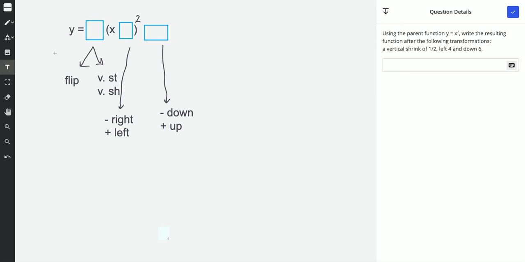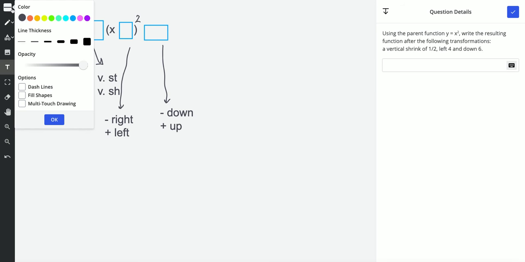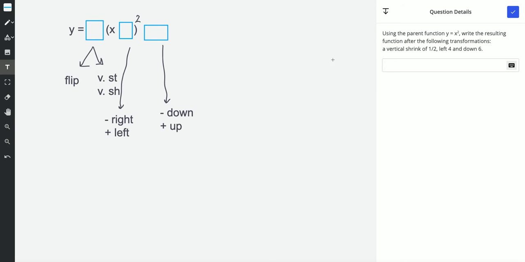So I'm going to screenshot this so I could use it for the next one. But this is going to be my basic format. So let's recall what we actually have. So my question says, I'm starting with that, okay.